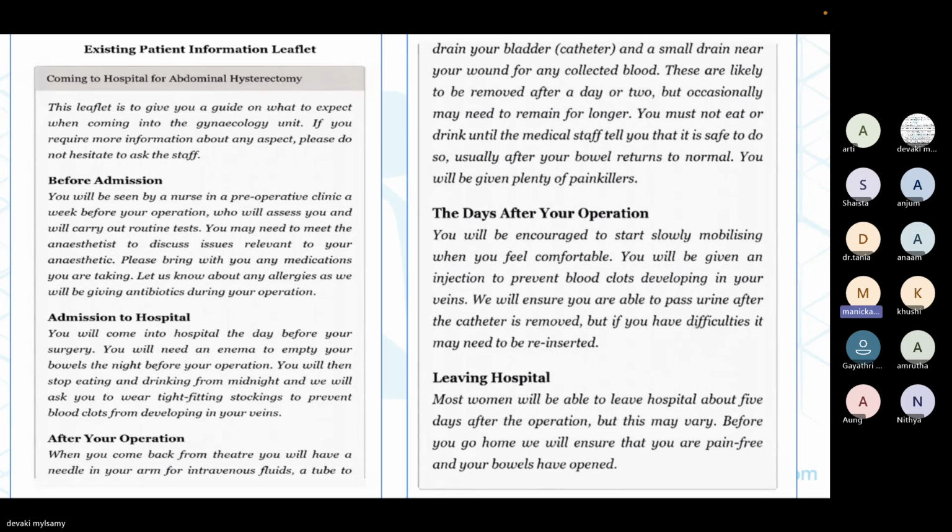And unless the patient is a diabetic, the patient can have a carbohydrate drink 2 hours before surgery, and eating can be stopped 6 hours before surgery. The patient gets admitted on the day of surgery, and tight-fitting stockings and IV fluid will be given. And you told there is no nasogastric tube. And you also mentioned regional anesthesia, ma'am. That's a very good point.